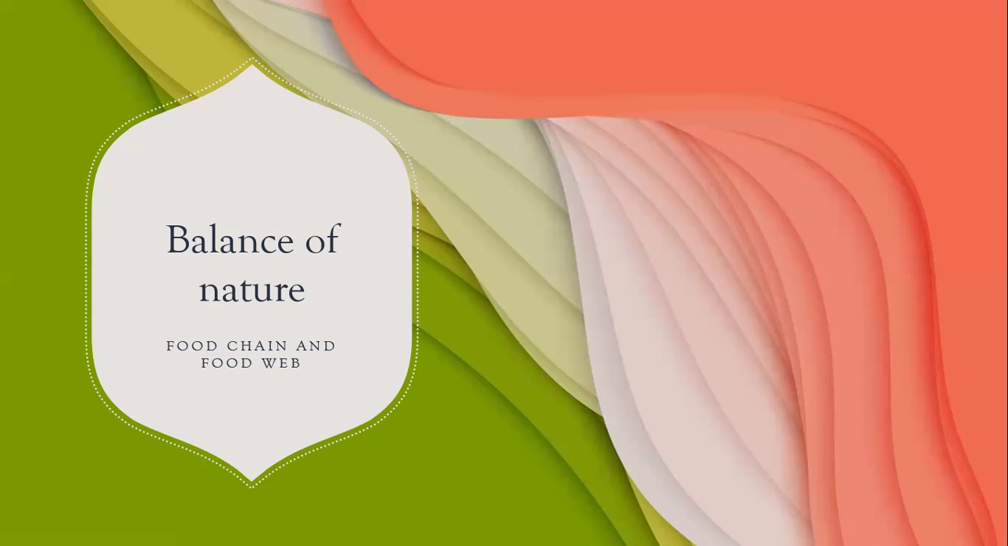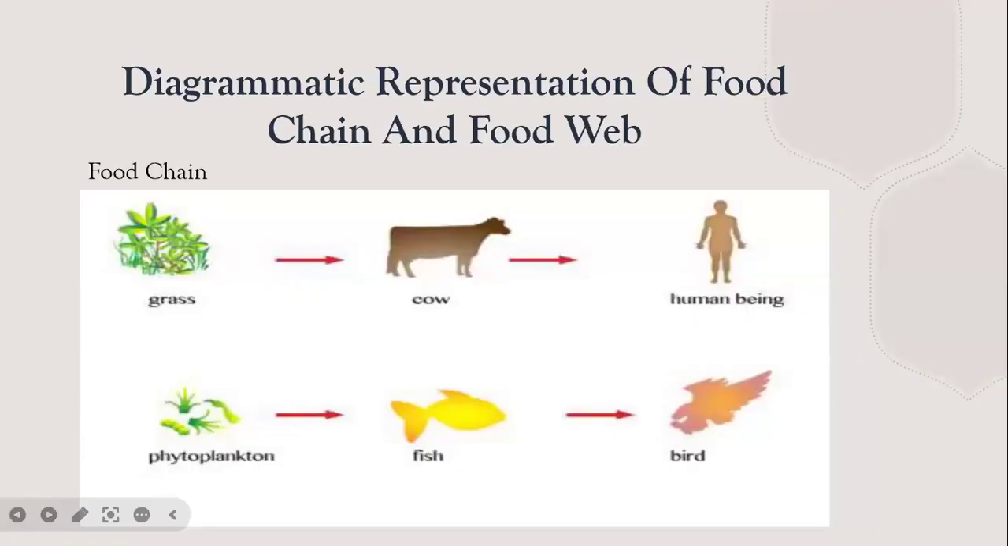Our chapter is Balance of Nature, and we're still discussing the food chain and the food web. In our previous video, we saw the concept of these two, the food chain, its meaning, and the food web, what is its meaning. So today, let's move on to the other part, where we'll be talking about the diagrammatic representation of the food chain and the food web.